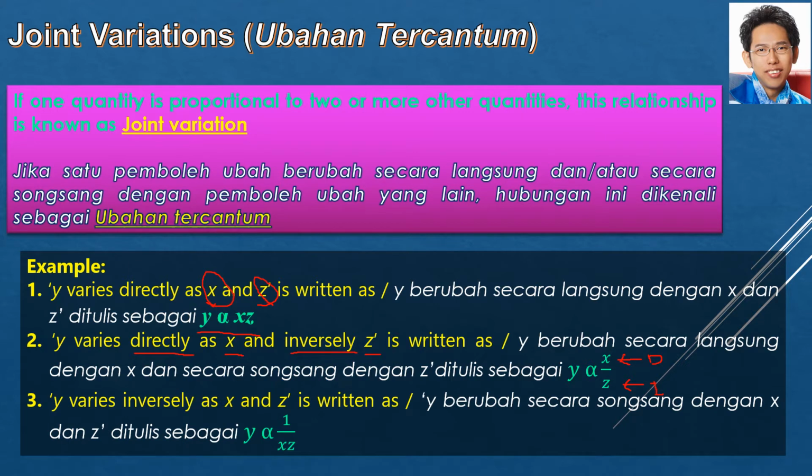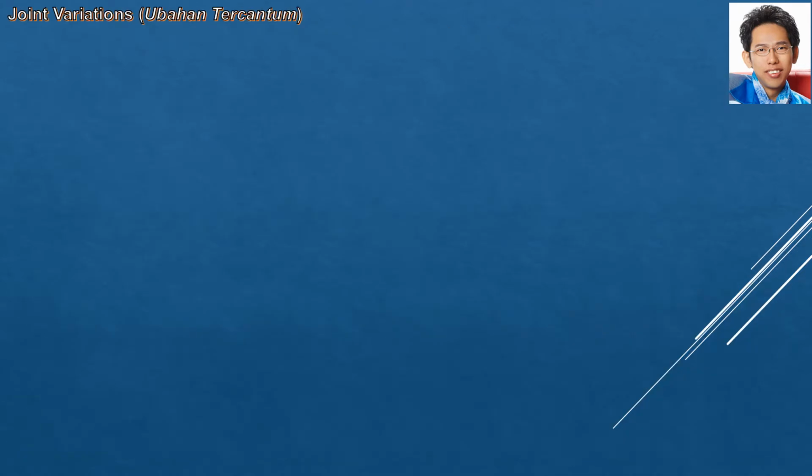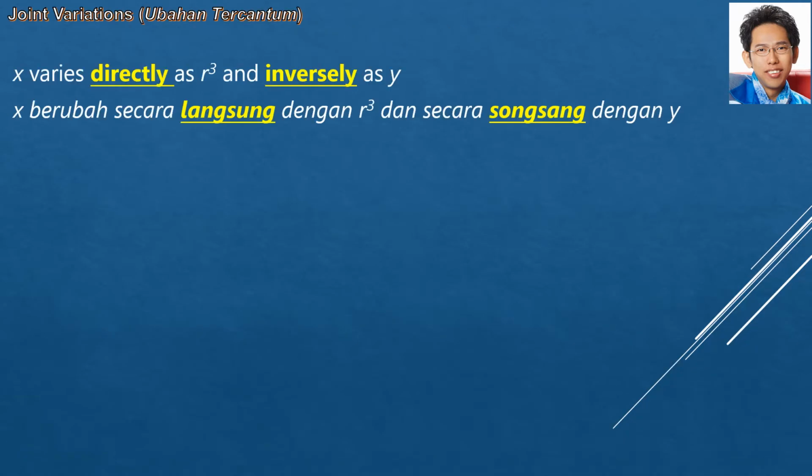So try another example. So which is y varies, both are inversely as x and z. Both are inverse. So y varies inverse, both inverse, dua-dua tulis di bawah. Okay. So for example, how to write the expressions?